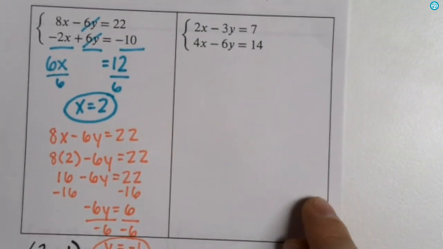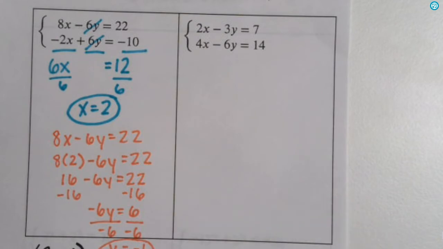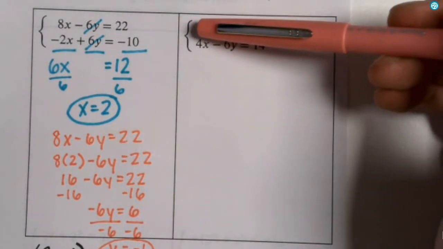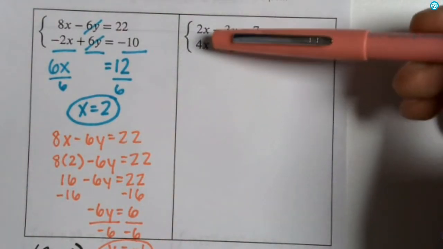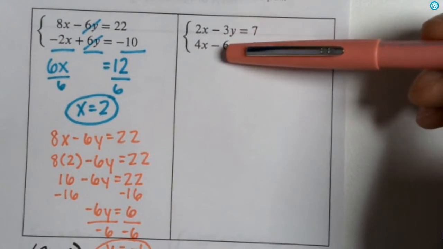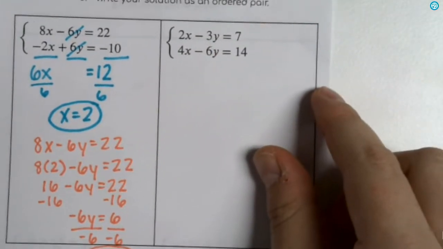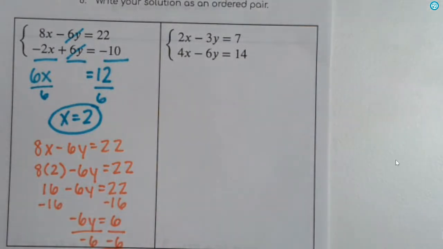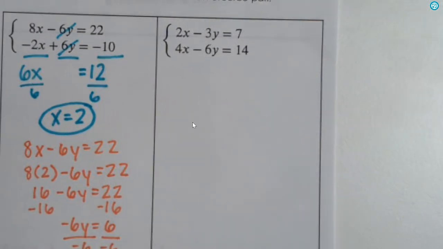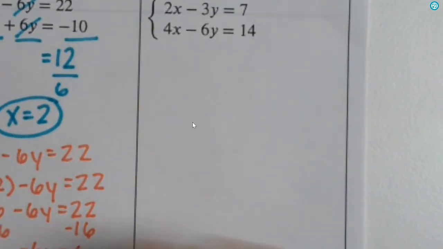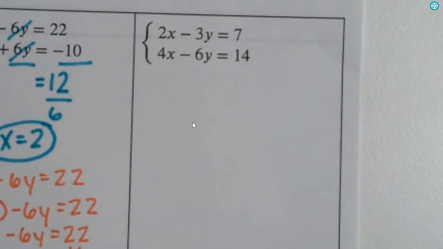Our next problem, if we look at it and we were going to try to add these together, 2x plus 4x, that's not going to cancel out. Negative 3y plus negative 6y, that's not going to cancel out. So on some of these problems, we are going to have a first step. And our first step is going to be to multiply one of our equations. Next week we'll multiply both. But for today, we're just multiplying one.